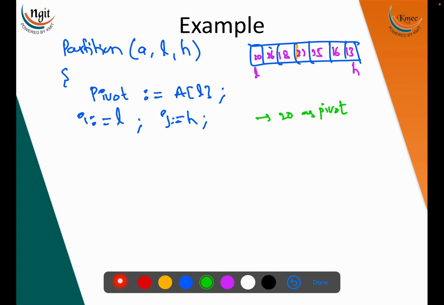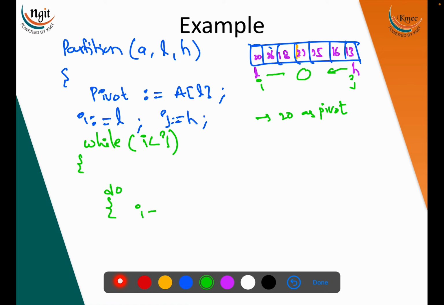So I am taking I from L, J from H, right? Now I am going to take a condition: while I less than J. That's what we discussed in the previous example. Till I meets J or J meets I, the crossing, right? By the time I increases and J decreases, at one point they'll meet, they'll cross each other. That point is what? I less than J. Till I less than J, we will be performing this.